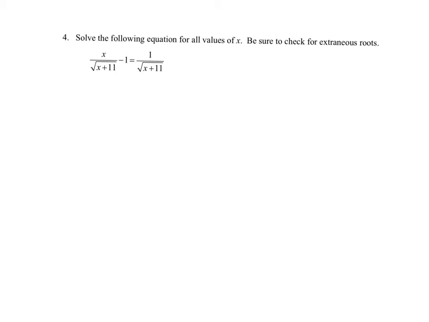For number 4, we are going to find a common denominator, which in this case would be the square root of x plus 11. So if I end up looking at this part right here, if I multiply by the square root of x plus 11 over the square root of x plus 11, now I have everything that has a denominator of the square root of x plus 11. So if I were to multiply both sides by the square root of x plus 11, I would be left with x minus the square root of x plus 11 equals 1.